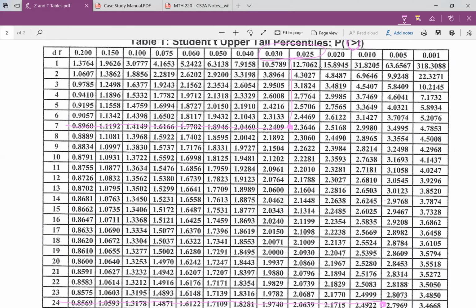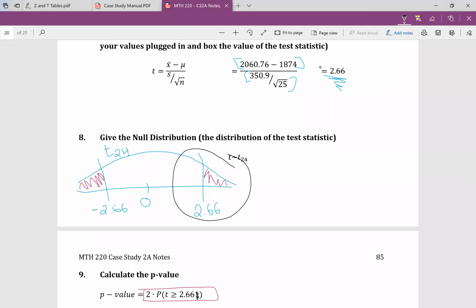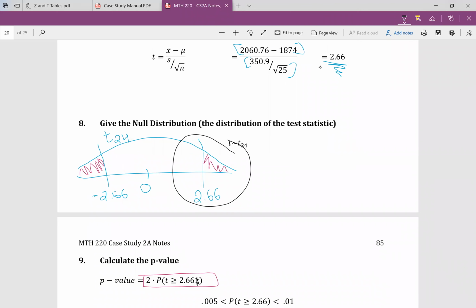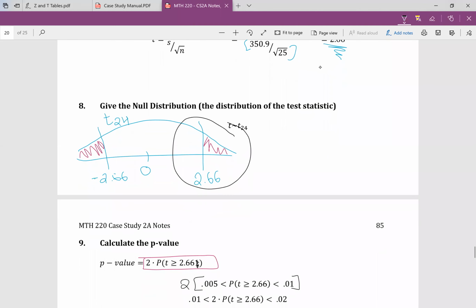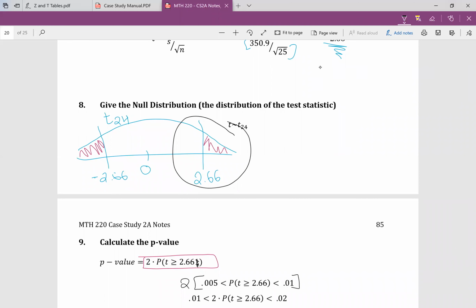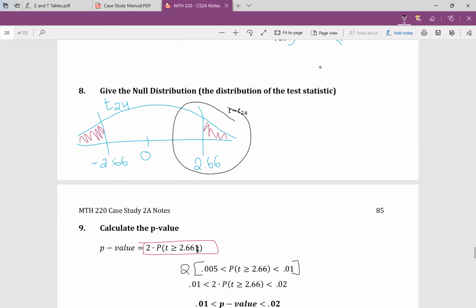2.66 looks like it's going to fall right between these two numbers. So we go up to the top, and we see that the probability that we want is going to be between 0.005 and 0.01. So the single-tailed probability is between 0.005 and 0.01, but we want to double this, so we double all of that to give us 0.01 is less than 2 times my probability statement, which is less than 0.02.